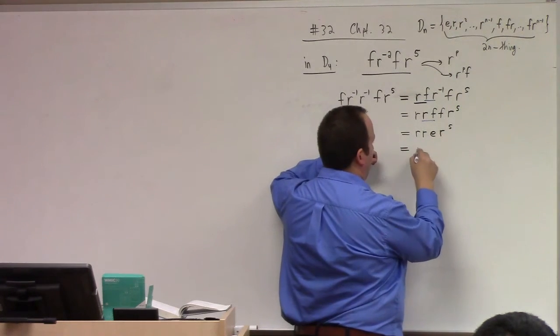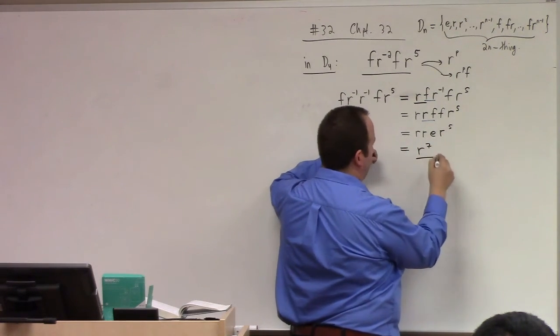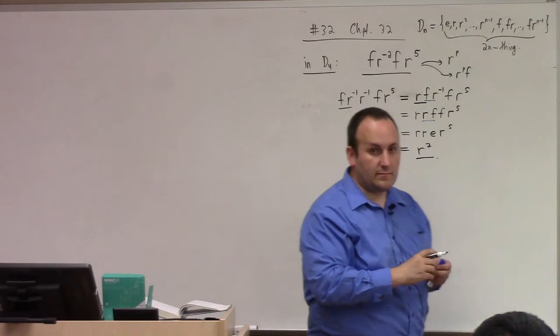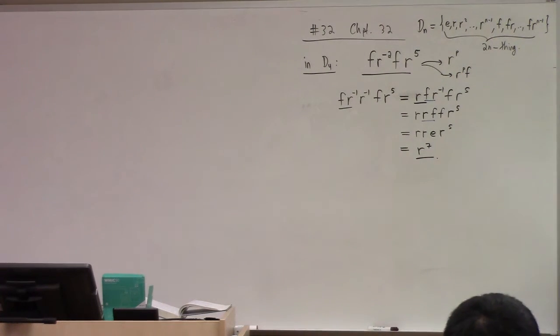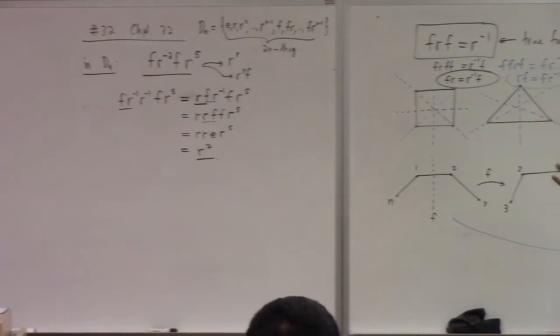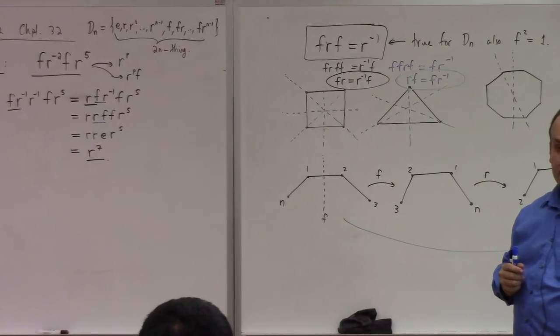In other words, r to the seventh, and there it is. There's always going to be either one f or no f's left over after the simplification. So r to the p, the answer is r to the 7. Is that the only answer? That is the only answer, right? Every one of these will simplify to one of the things in that list.